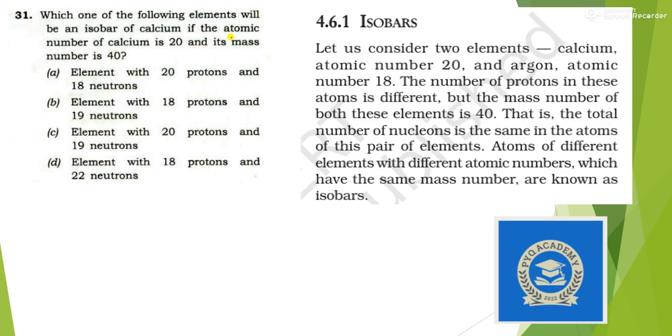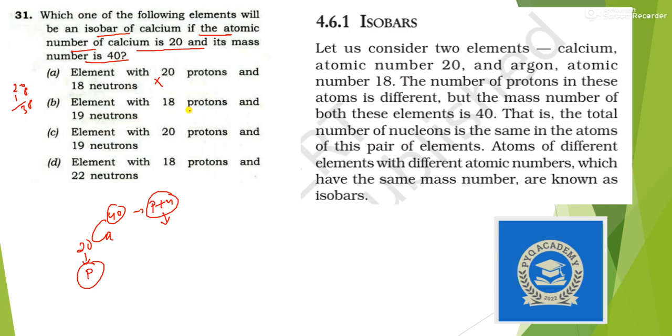Which one of the following elements will be an isobar of calcium if the atomic number of calcium is 20 and the mass number is 40? Okay, calcium atomic number 20, mass number 40. So that means 20 is the number of protons and 40 is the number of protons plus neutrons. We need to find whose protons plus neutrons are the same. Protons are different, but protons plus neutrons are the same. So an element with 20 protons and 18, so 20 plus 18 becomes 38.